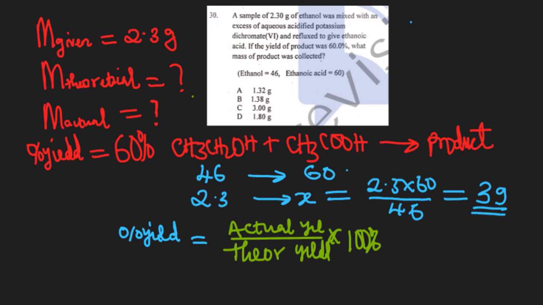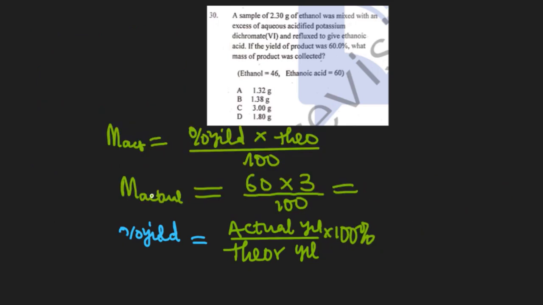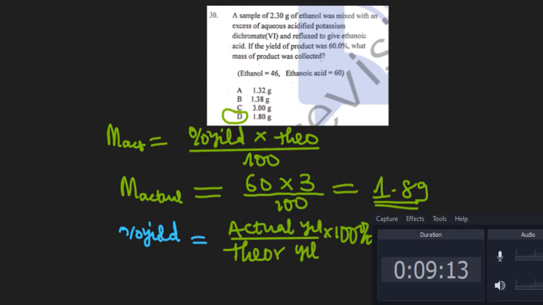And we are going to have this expression. By substituting, we have 60 times 3 on 100. So our answer is 1.8 grams, which makes D our best option. Always note that the actual yield is always less than the theoretical yield, because percentage yield cannot easily be 100 due to unfavorable environmental conditions.